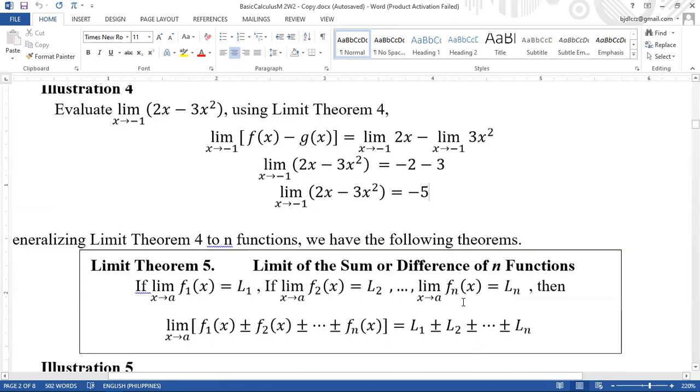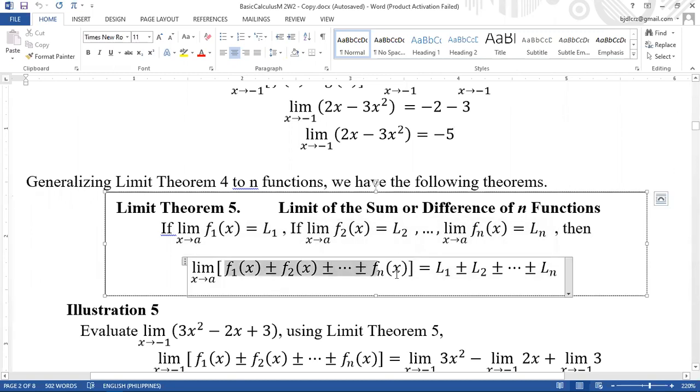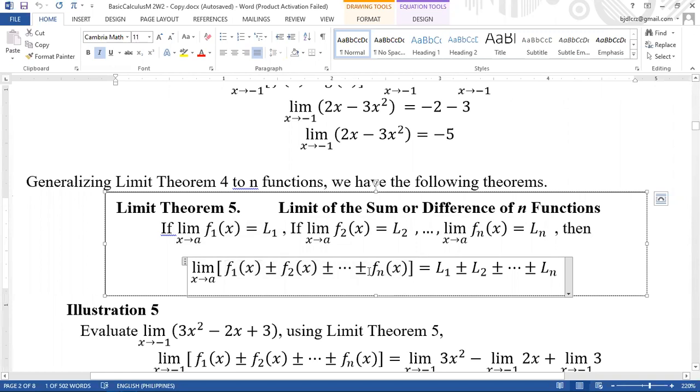Okay. Next, generalizing limit theorem 4 to n functions. So we have the following theorem. Theorem 5, the limit of the sum and or difference of n functions. Here there are many functions up to the nth term. The process is the same as limit theorem 4, except it goes up to the nth term. So we find the limit of each function.